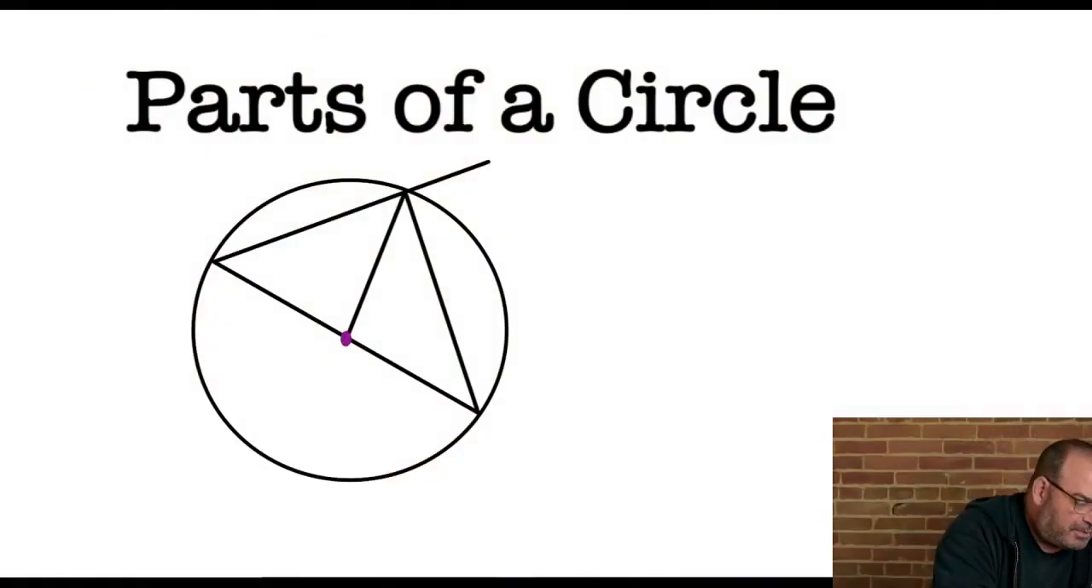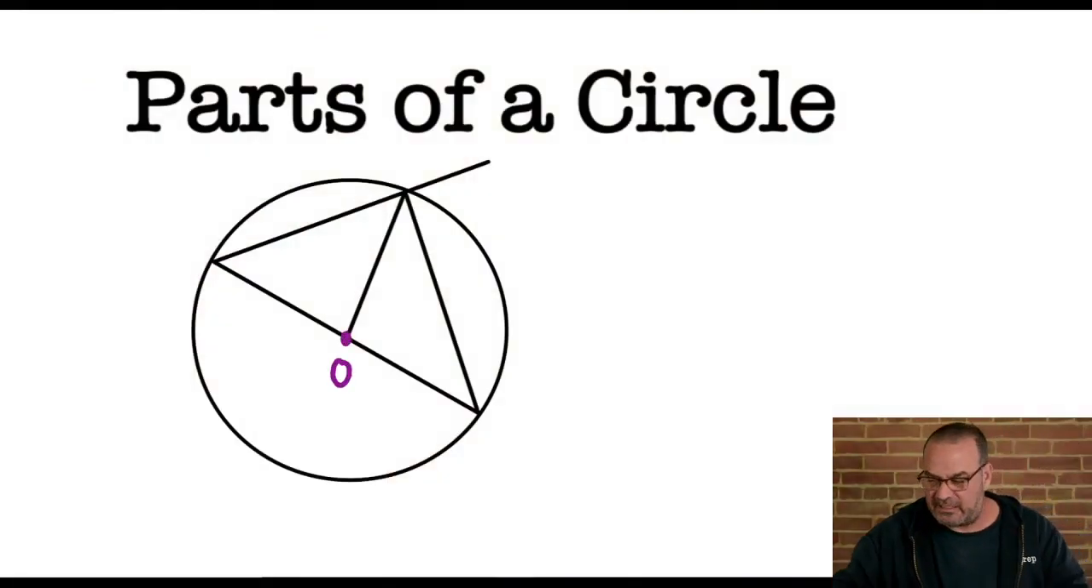So, what's a circle? Let's talk about the parts of a circle. The parts of a circle are very simple. A circle is the set of all points that are equidistant from a center point, which is called the origin, typically labeled O on any standardized test.